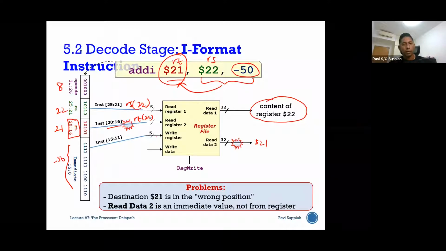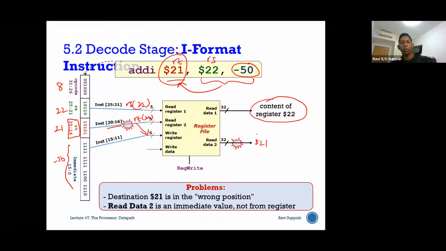Okay, but the current wiring that we have done maps these bits 20 to 16 to read register 2. But that is not what we want, because since we are intending to write back to register 21, I need this to actually come over here. Because the bits 20 to 16 is actually representing RT, which is the register that I'm going to write back to. So that is the current challenge that we are facing.